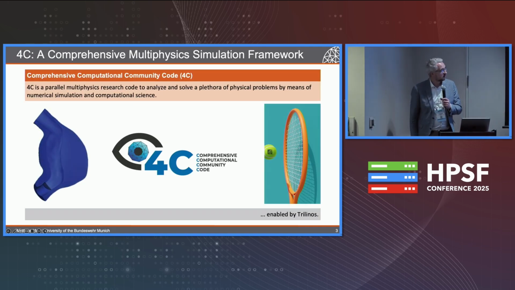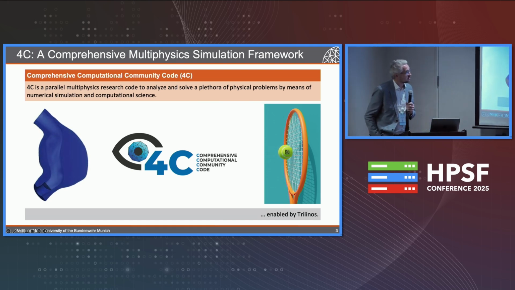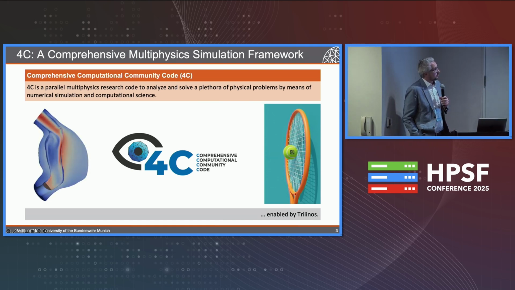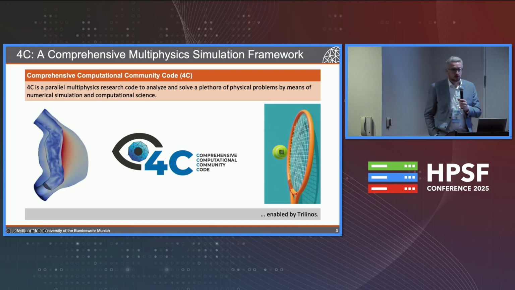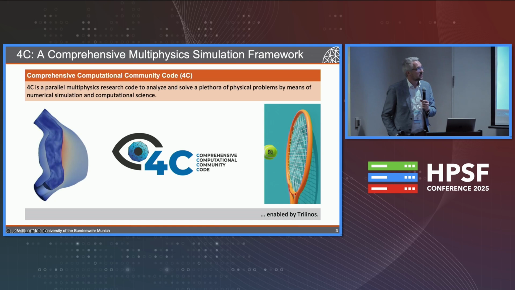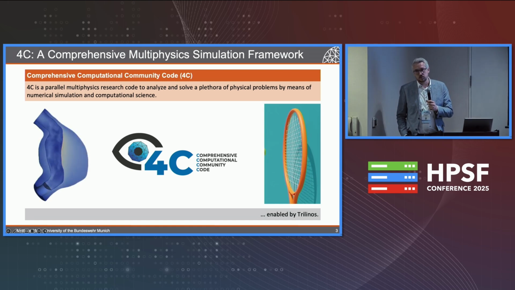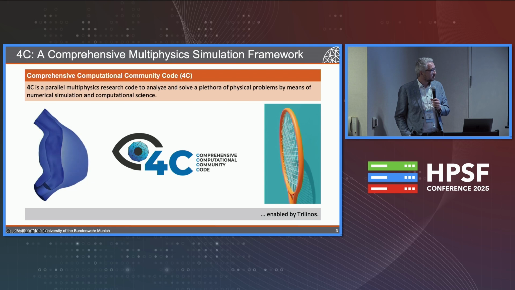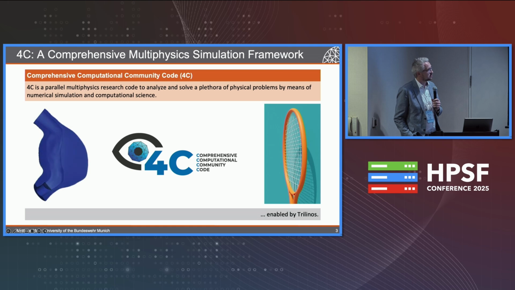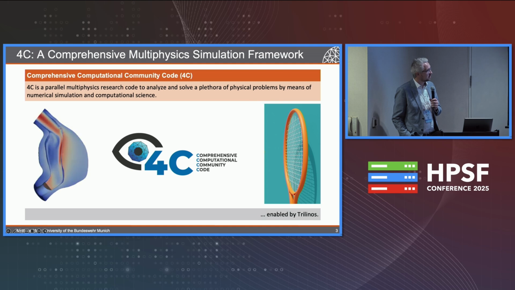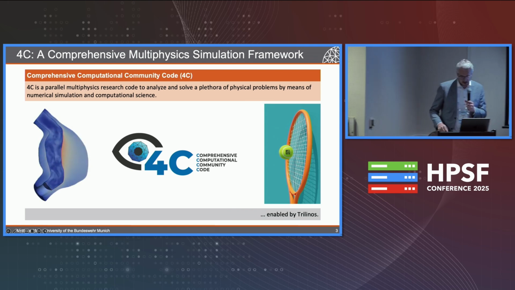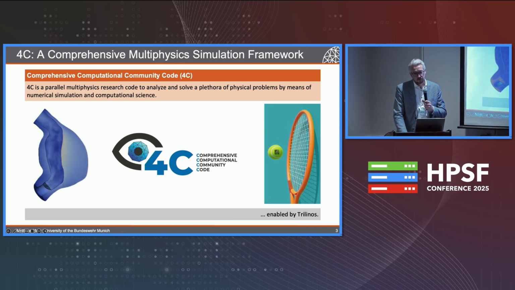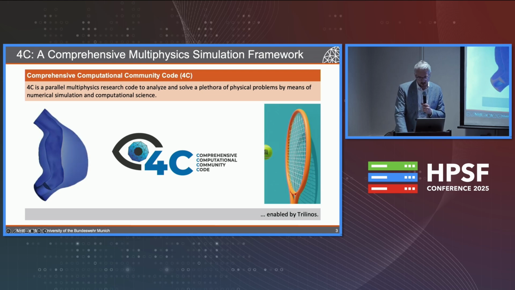Let me rather explain what 4C is. 4C stands for Comprehensive Computational Community Code, so that's the 4 times the letter C. In the end, it's a comprehensive multiphysics simulation framework. We really focus on doing computational research in multiphysics systems. We want to run in parallel, and we want to cover a very broad range of multiphysics systems. And all this, and I'm going to focus on that, is enabled by using Trilinos.